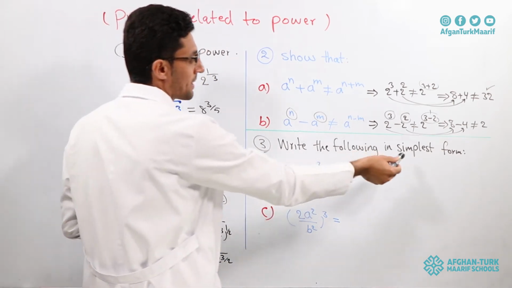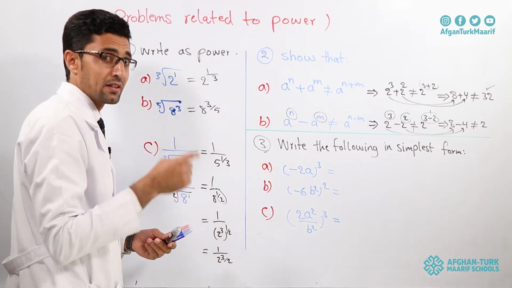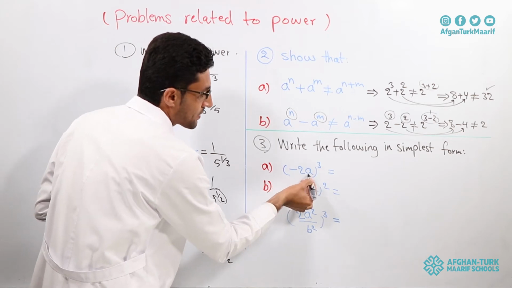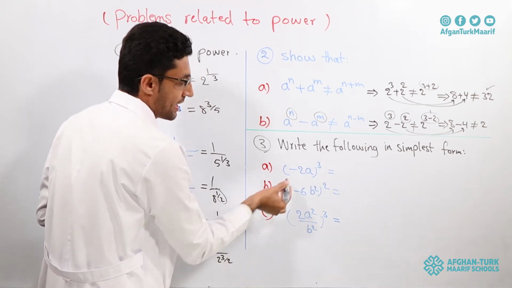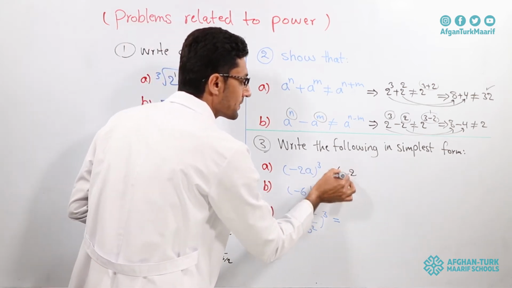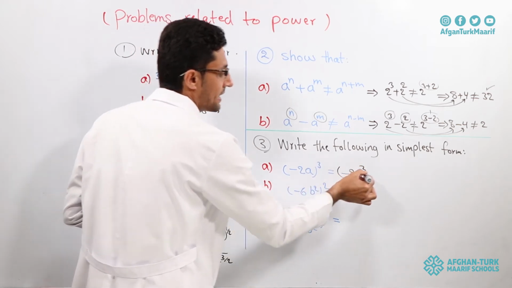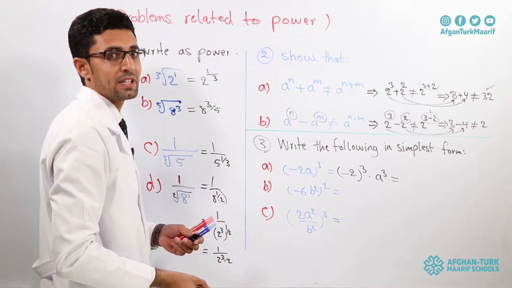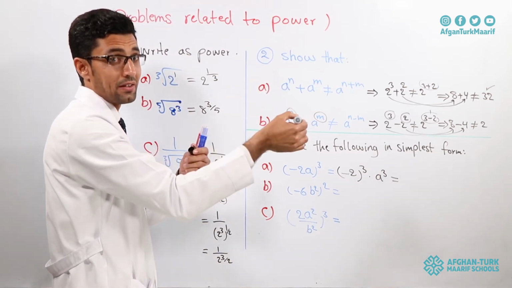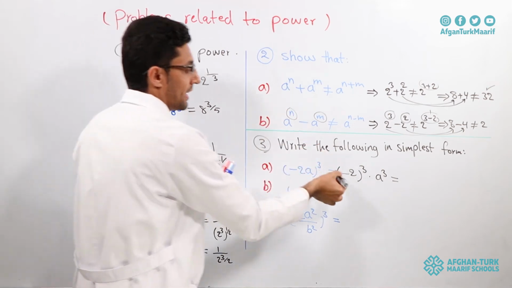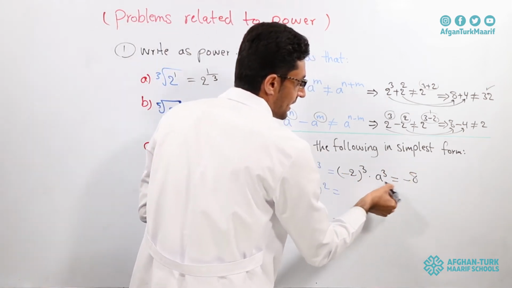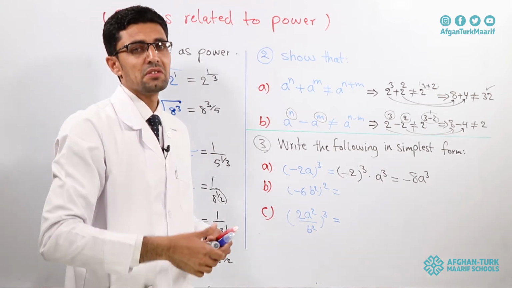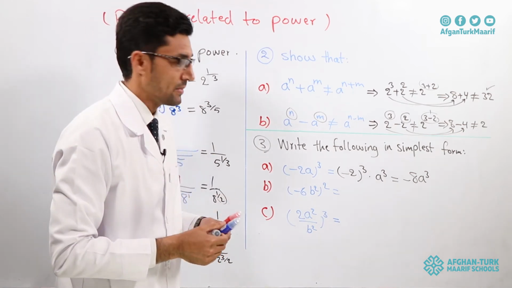Write the following in simple form. Listen, look, and try to understand. Okay, and here we have minus 2a, whole to the power of 3. It means minus 2 is to the power of 3, and a is to the power of 3. How much is minus 2 to the power of 3? Negative number to an odd power, from the previous lesson, is negative. It is minus 8, and a to the power of 3. What is a? A is any number: 2, 3, 5, or any number.